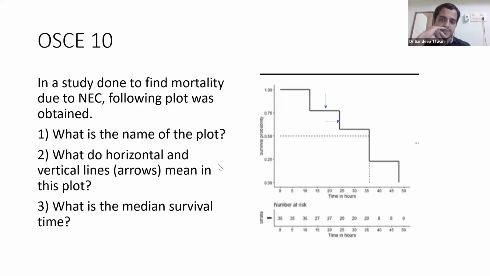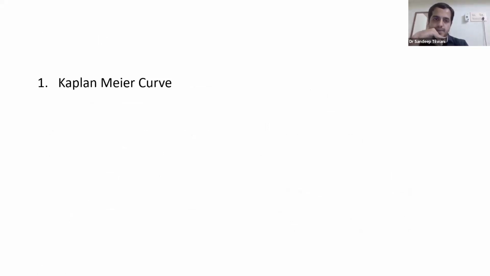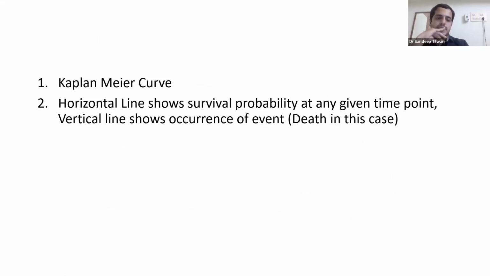One person has come up with the right answer. So this is a Kaplan-Meier curve. The horizontal line shows the survival probability at any given point of time, and the vertical line shows the occurrence of the event.